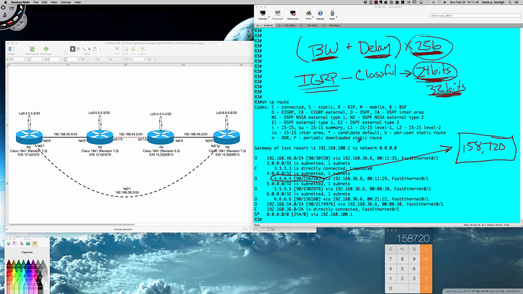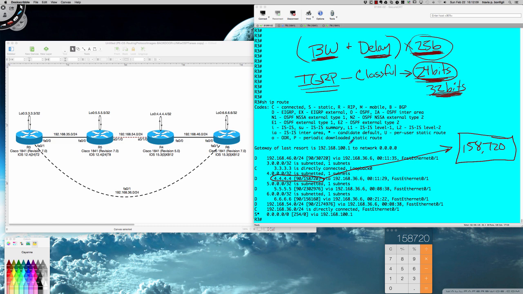And so again, that is how you calculate the feasible distance for a route. And again, key to remember: cumulative delay, slowest interface. And that's the key, cumulative delay, slowest interface.